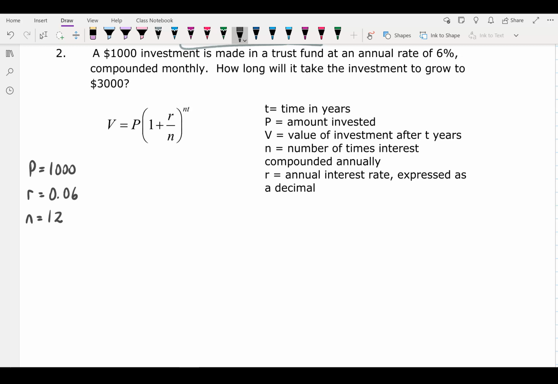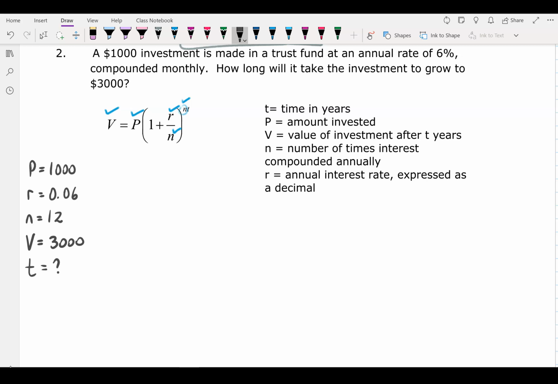How long will it take the investment to grow to $3,000? The value is 3,000. We're looking for the amount of time that would take. So we actually have all of our variables, don't we? We have P, we have R, we have n, and we have V. And we're looking for t, so that's the pain, is that it's exponential form. We're going to be missing something that's in a power, which means we're almost definitely going to be using logs here. So let's work this out and see what we can get.